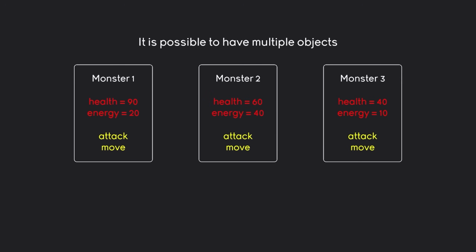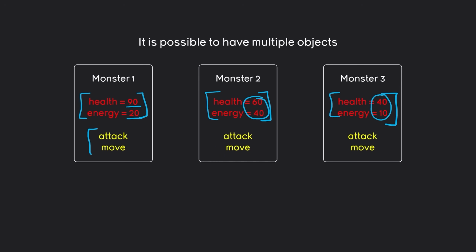Now, another thing that is really important to understand is that it is possible to have multiple objects. For example, I could create 3 different monsters. Each of these monsters could have customized attributes, these red pieces of text here. My first monster has 90 health, 20 energy, the next monster has 60 and 40, and the final monster has 40 and 10. So when you create an object, you can give it custom attributes.